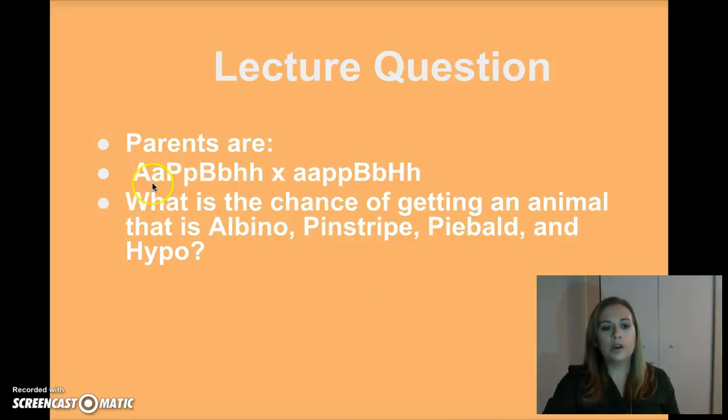You have a parent that is heterozygous for A, P, B, but homozygous recessive for H. Then you have another parent that is homozygous recessive for the A, the P, and heterozygous for the B and the H. You need to find the individual probabilities, then use the product rule and shoot me a message and tell me what is the chance of getting an animal that is albino, pinstripe, piebald, and hypo.